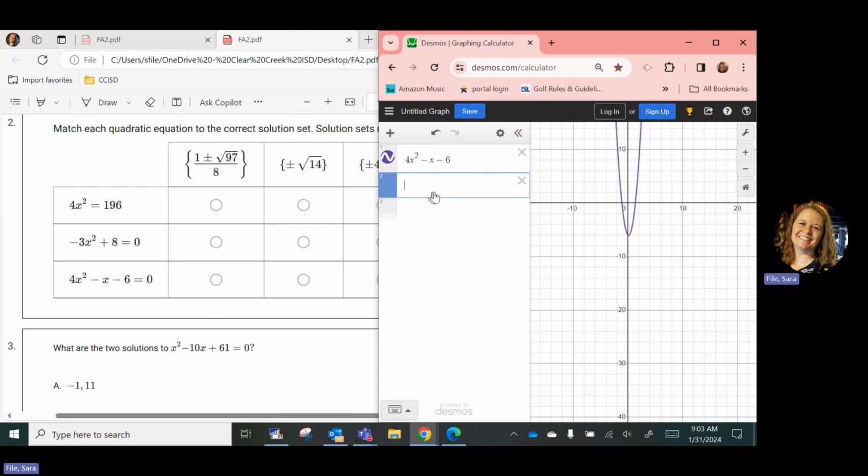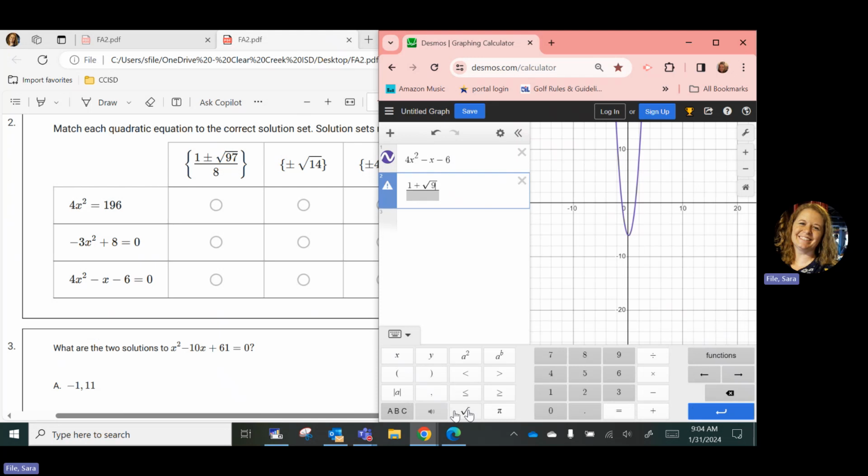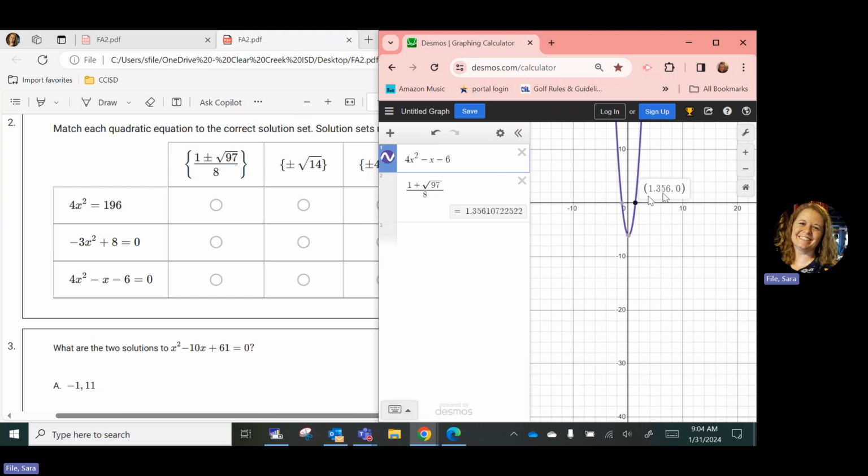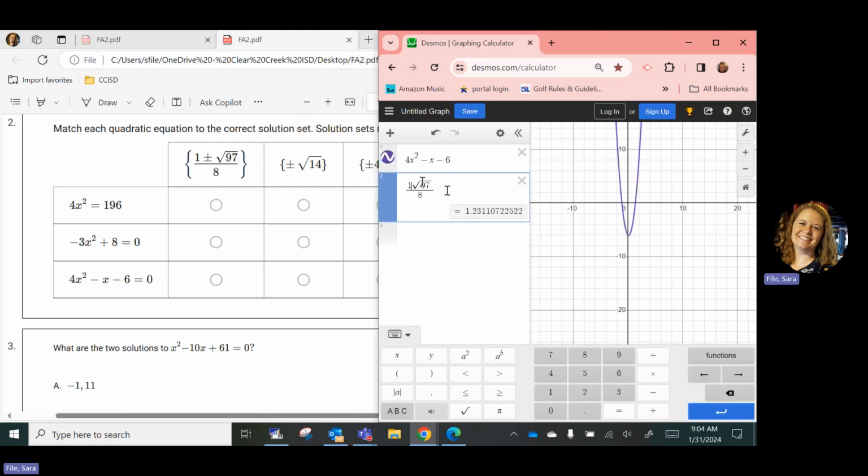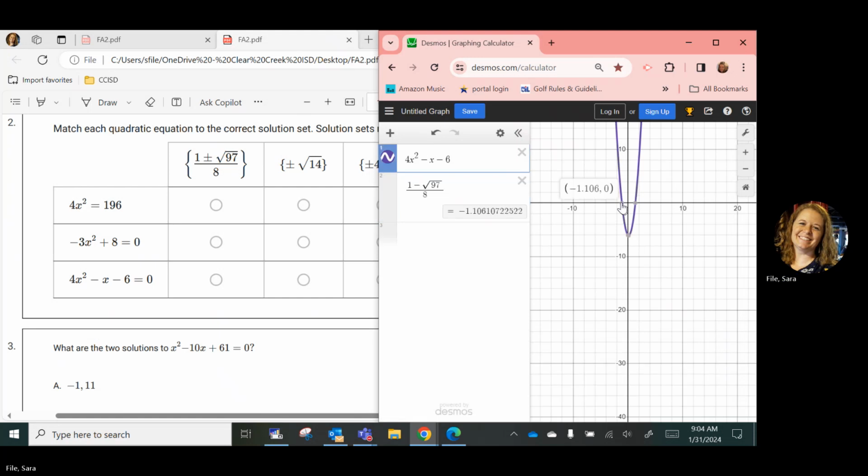Okay, I need to make it a fraction. I'm going to go ahead and put divided by to get it as a fraction. And go back up there and put 1 plus, and then remember the square root is right here, of 97 over 8. 1.356. Hey, that's that one right there. And then I could change it from a plus to a minus. 1 minus square root of 97 over 8, negative 1.106.